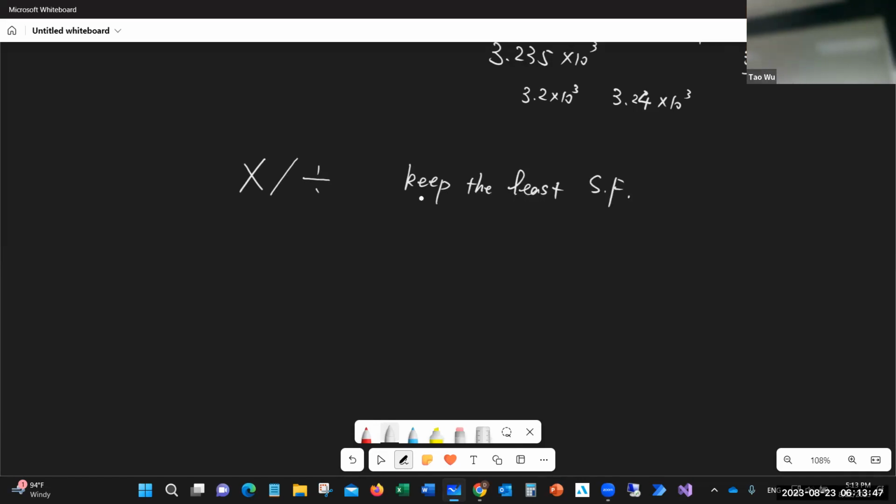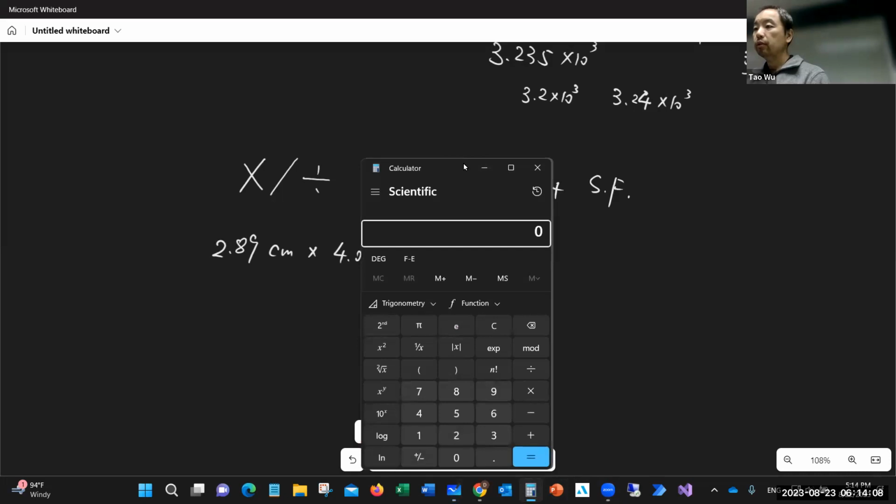So let's look at one of the questions on page 5, question number 5, 5A. It shows 2.89 centimeters times 4.01 centimeters. Okay, so we have those numbers, and if you put those numbers together, you just put this in the calculator.